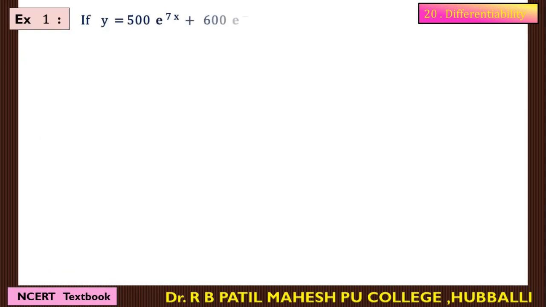If y is equal to 500 e raised to 7x plus 600 e raised to minus 7x, then show that d square y by dx square is equal to 49y. Now see the solution.